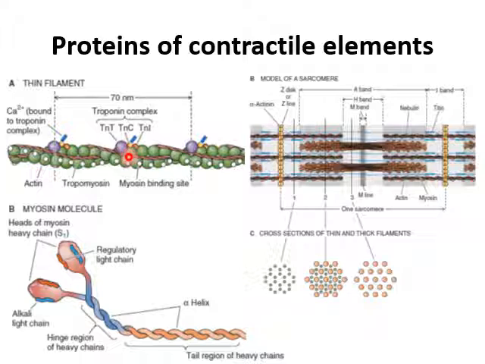Now let us see the thick filament, the other protein of contractile elements. This thick filament is double the diameter of the thin filament, which was about 7 nanometers. So this would be roughly around 14 to 15 nanometers. It is made up mainly of myosin.